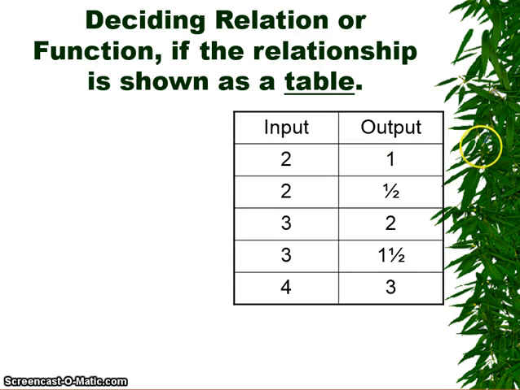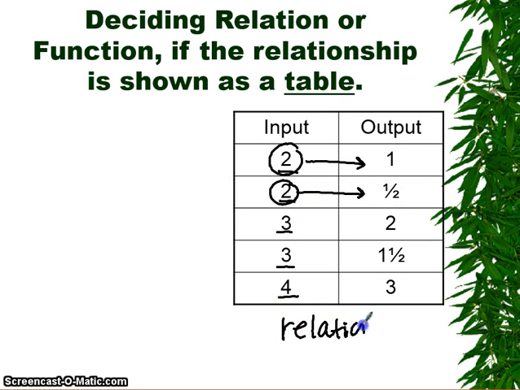Now let's look at this example. We have inputs of 2, 2, 3, 3, and 4. Do we see any repeated inputs? And yes, we do, and we can see that there are two inputs outputting two different things. An input of 2 could be 1, or an input of 2 could be a half. So this is a relation since one input had two outputs.